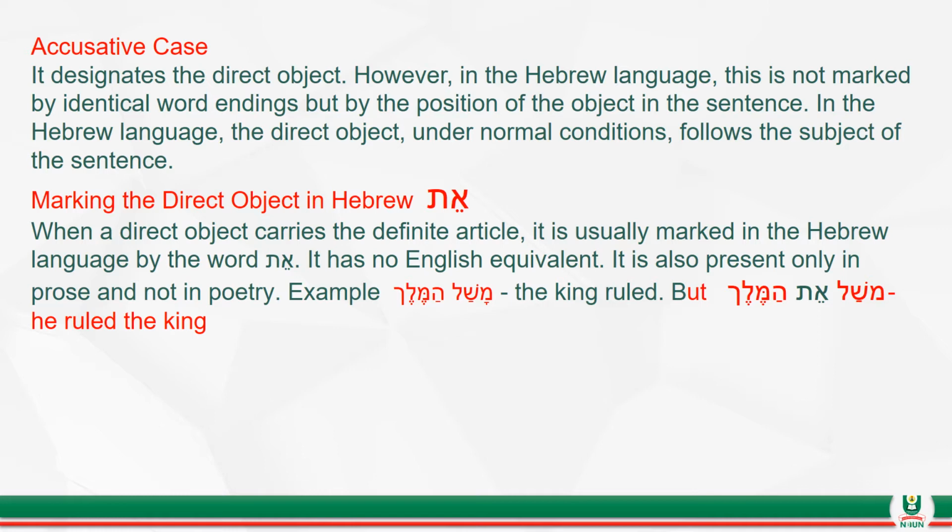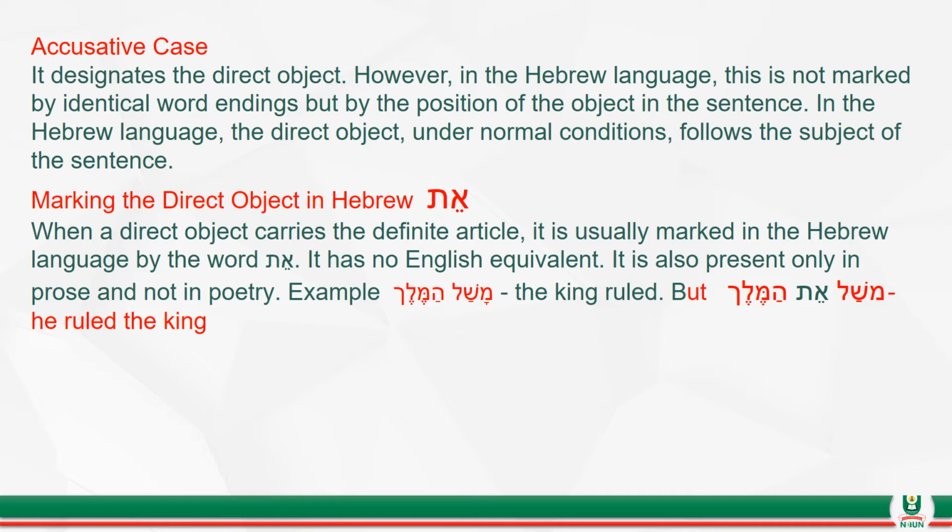Especially when the direct object carries the definite article, it is difficult to mark the direct object without et. That is why this et is very important.